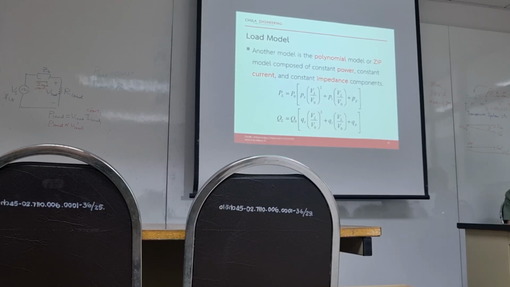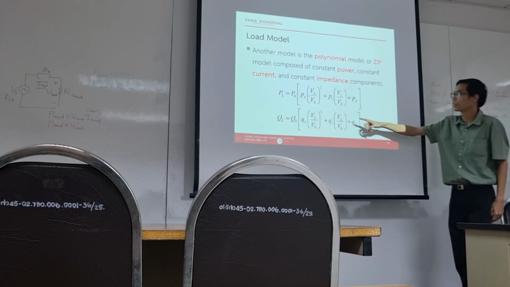If you take a look at the load for the entire system, it may consist of some constant impedance, constant power, and constant current. So we have this model. It is called the polynomial model or ZIP model. ZIP means Z impedance, I current, P power. So this model includes all three in the same model.